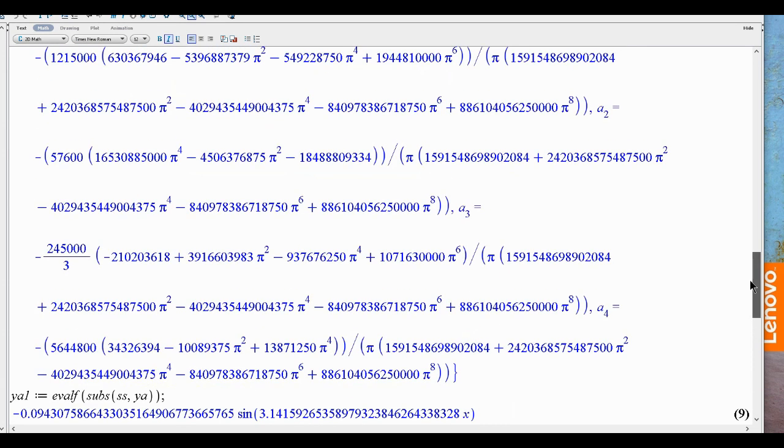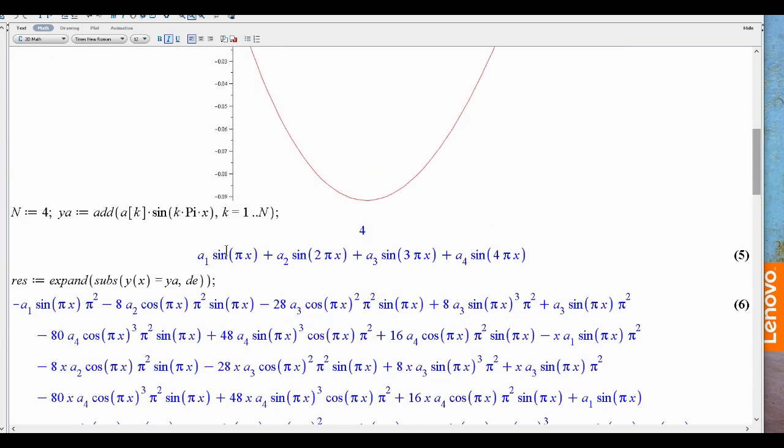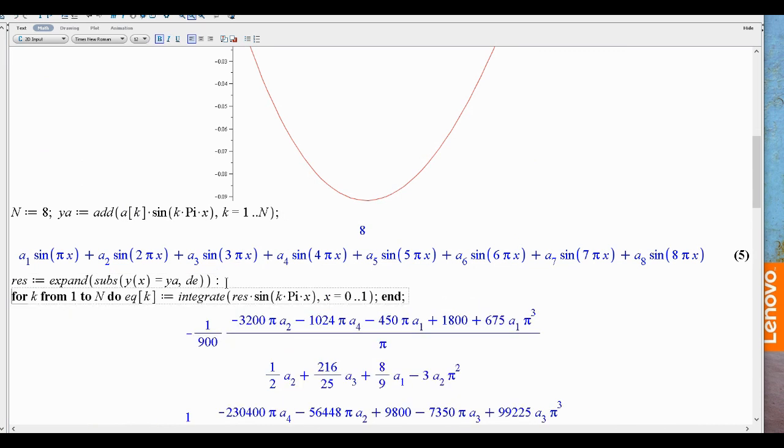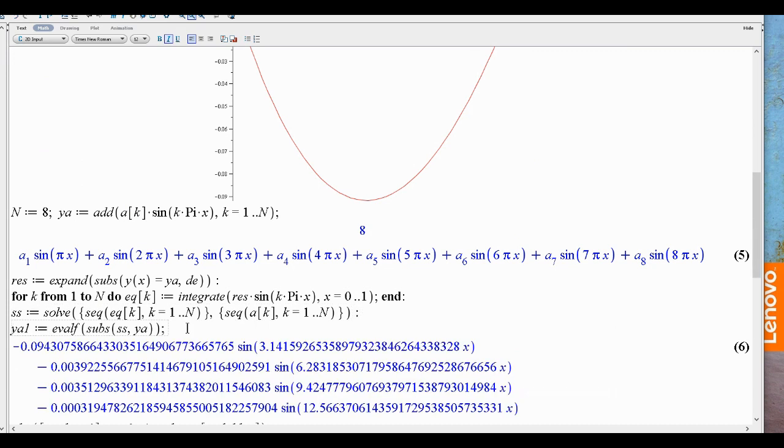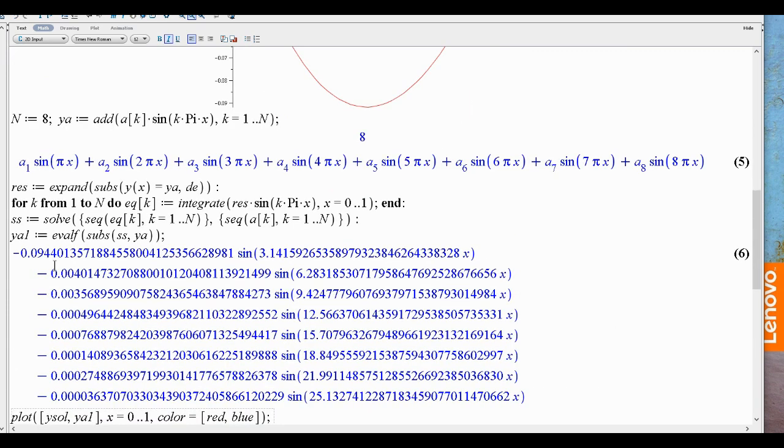Okay, I can go back and I can say maybe 8 shape functions. Now let me suppress the display of the residual. Let me suppress the display of the equations. Let me suppress the analytical expression for the equations, but let me look at the numerical answer. And you will see the coefficients are going down, 0.09, 0.004, 0.0035, and so on, 4 zeros.